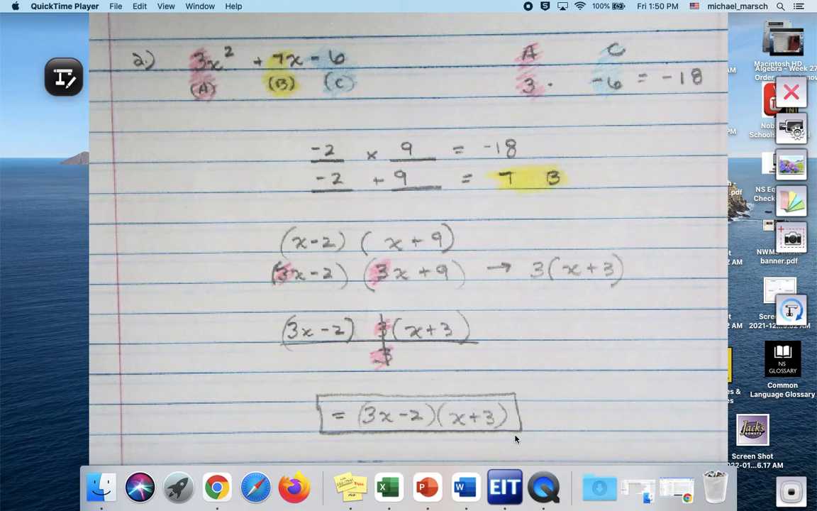How can you check your work? Solve. FOIL, right? Multiply those. What should you get when you multiply them? 3x squared plus 7x minus 6. Oh, that's beautiful mathing. Okay, let's do another one.